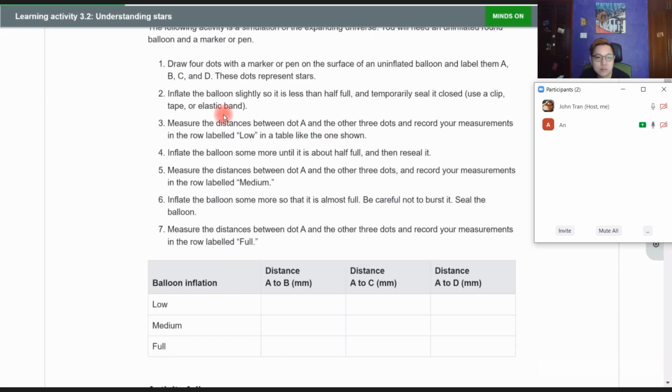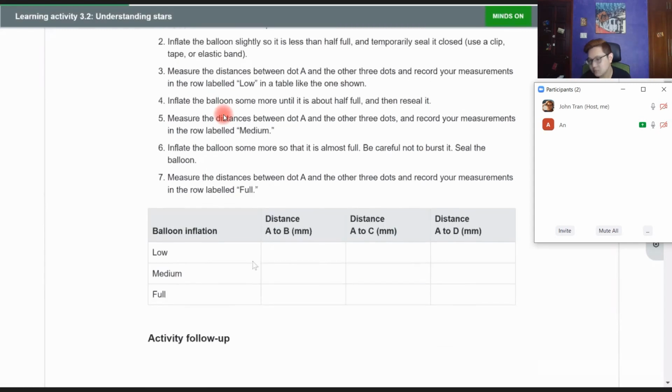Inflate the balloon some more so that it's almost full. Be careful not to burst it. Seal the balloon. Measure the distance between dot A and the other three dots and record your measurement in the row labeled full. So when it's low, the dots are very close to each other. At medium, they spread out a bit, and at full, they are spread very far from each other.